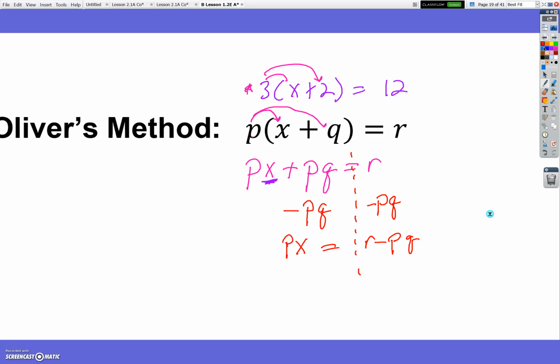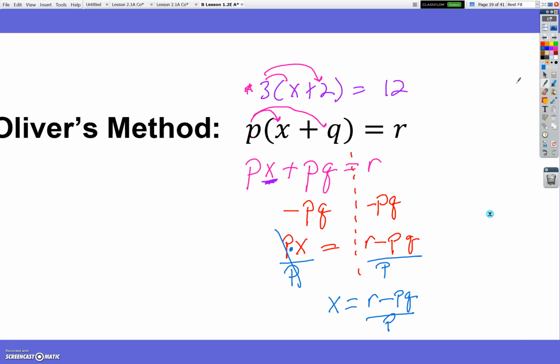Now on the left side, I have p times x. To get rid of multiplication, what I do is divide. So I'm going to divide both sides by p. And those would reduce down here to get a final answer of x is equal to r minus pq all over p. So that would be my final answer.